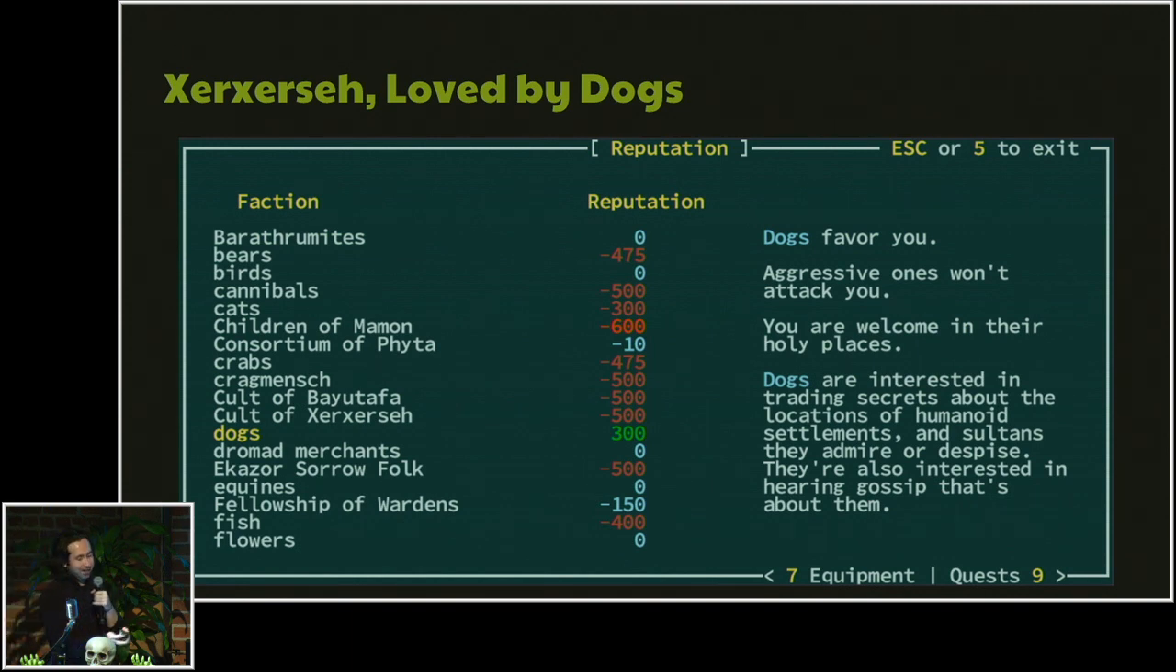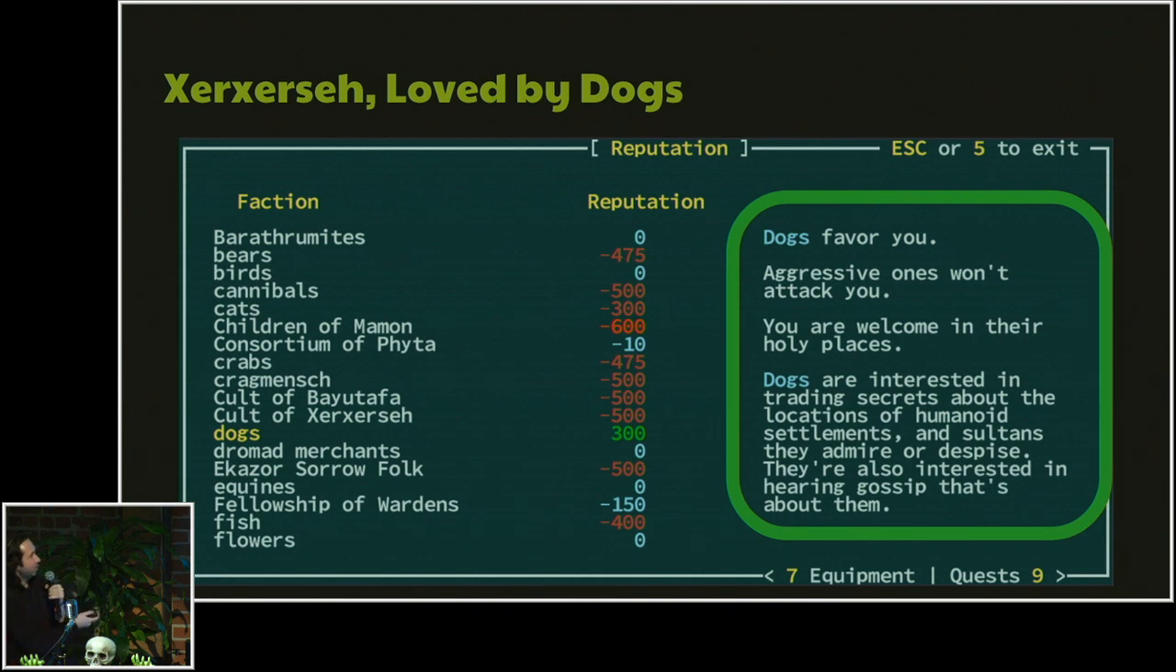So what does it mean that dogs like you? Well, dogs favor you. Aggressive ones won't attack you. You're welcome in their holy places. Dogs are interested in trading secrets about locations of humanoid settlements, and sultans they admire or despise. They're also interested in hearing gossip that's about them, naturally.